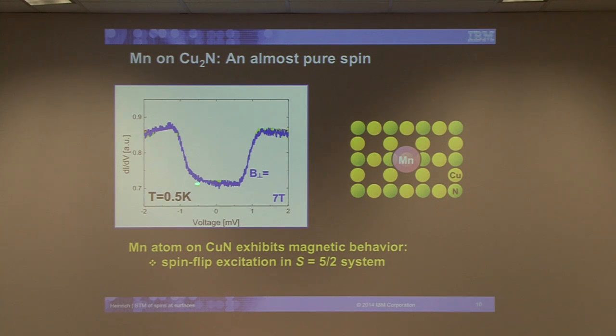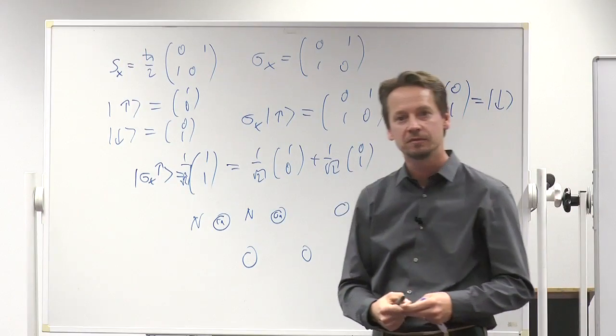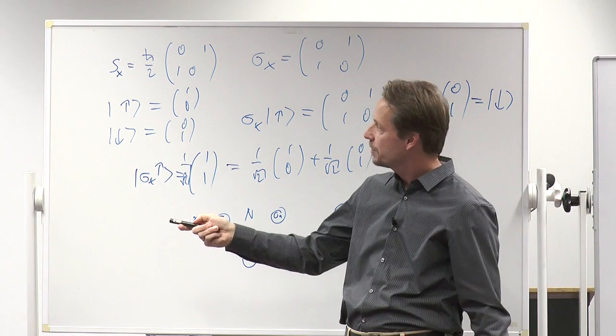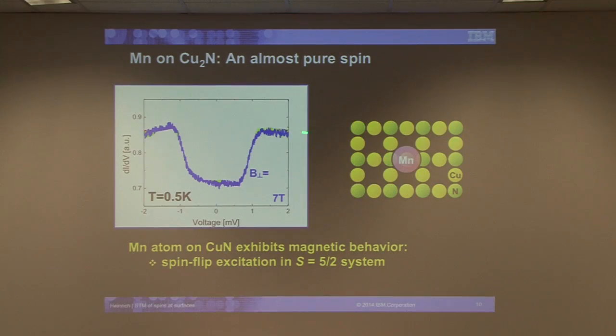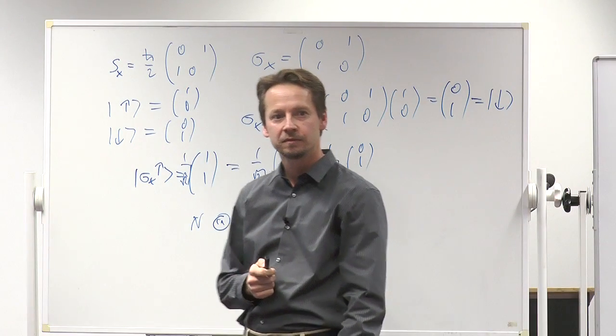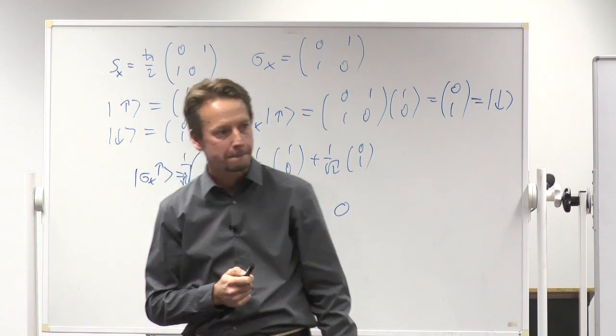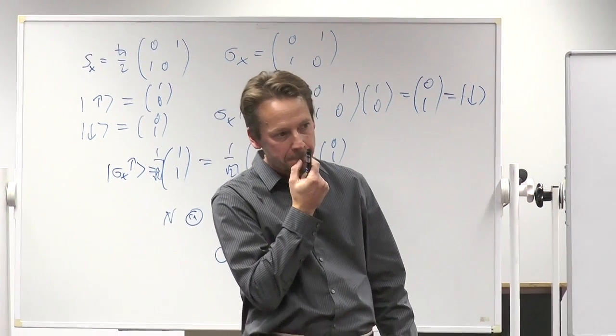We have a constant conductance around the Fermi energy. And then we get a stepwise increase in the conductance to a higher current or higher conductance at a voltage of approximately 1 millivolt here. Yeah? So, first question, why is it not symmetric?